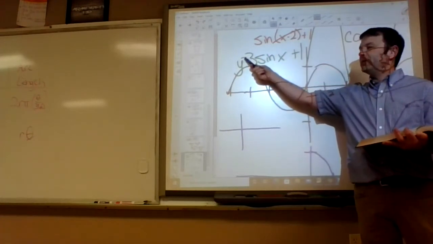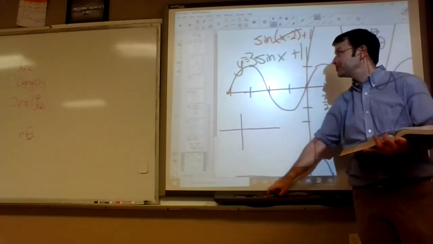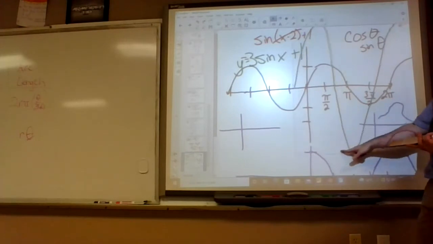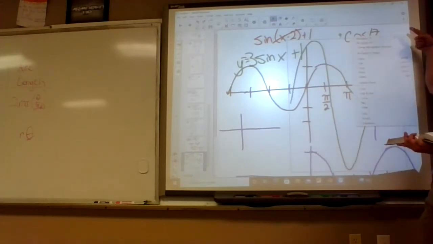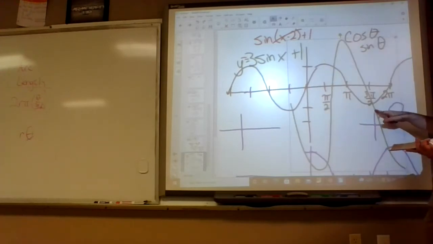So if I put a negative up front, you guys remember what that did? It flips it upside down. You can just turn it if you grab that little green circle right there. See the little thing? That works too.